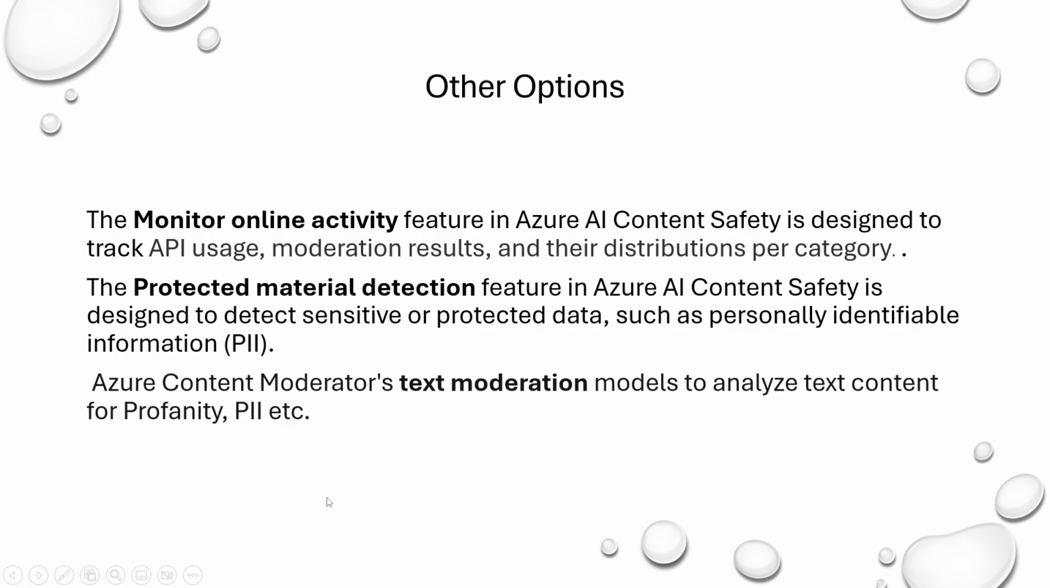Now, the next option is the protected material detection feature of content safety, and it is designed to detect sensitive or protected data such as personally identifiable information. Now, next is content moderator's text moderation. It is to analyze text for profanity and PII.